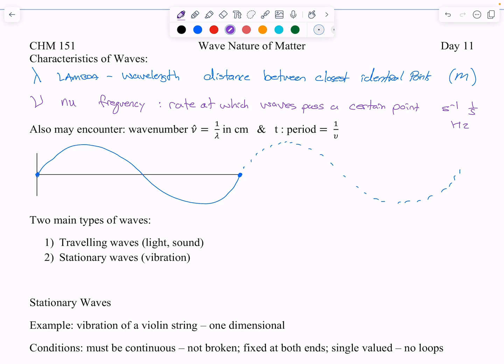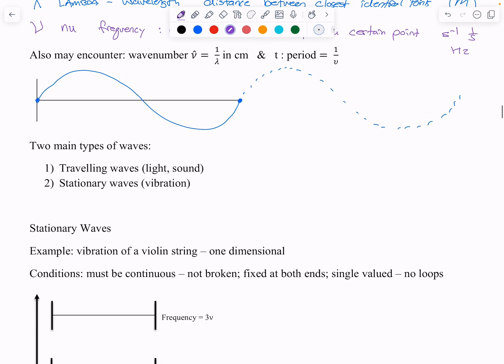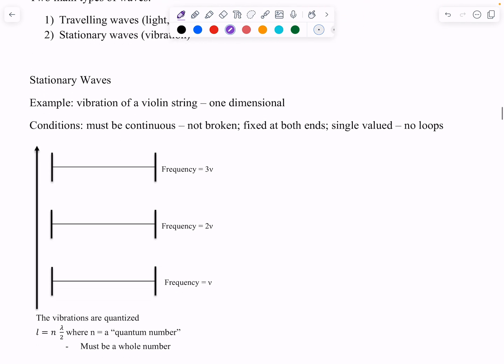Now, there are two main types of transverse waves we're going to do. We're not going to talk about compression waves. Sound waves are compression waves where the air is compressed and expands. We're not going to worry about those right now. We're going to worry about transverse waves, and we're going to have traveling waves and stationary waves. When we talk about stationary waves, think about a violin string, guitar string, whatever string instrument, if you ever used one or played with one.